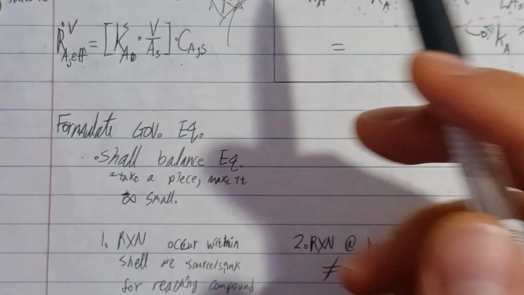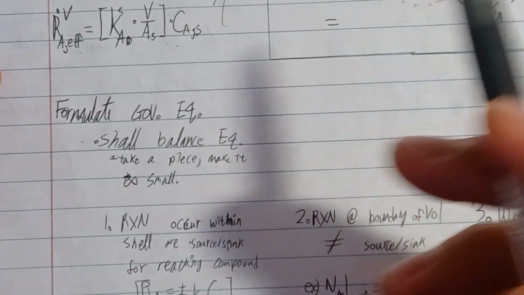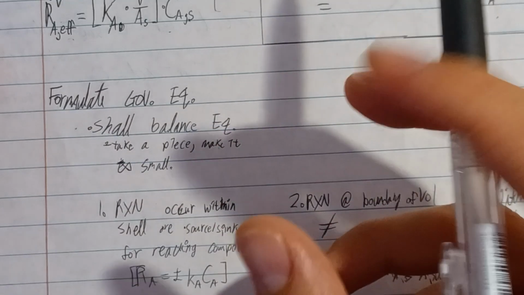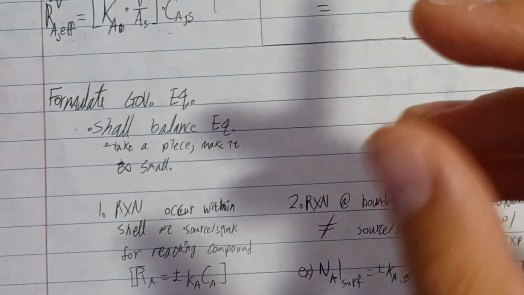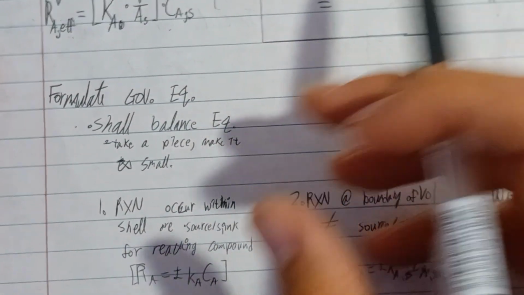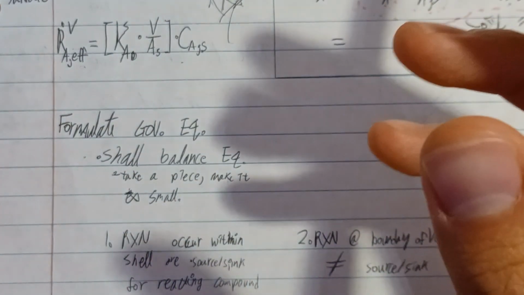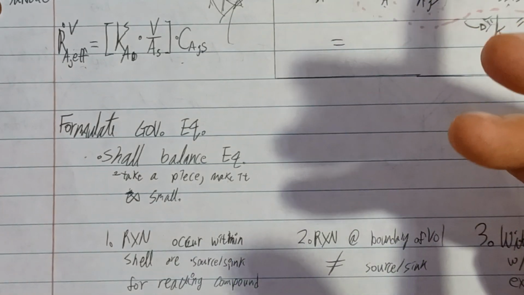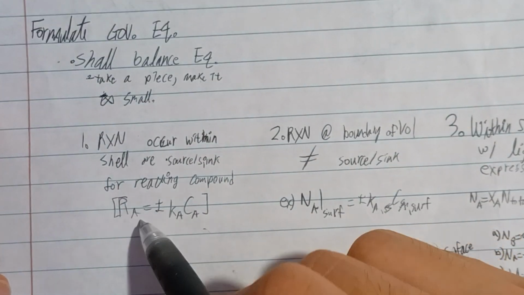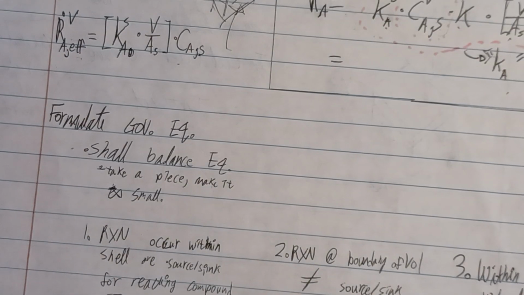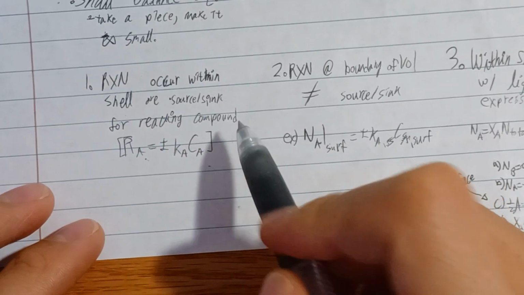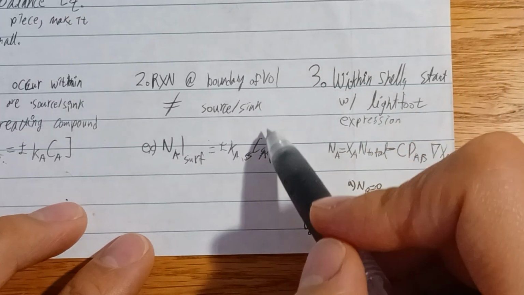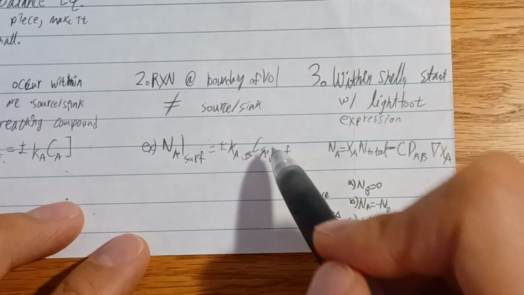And now formulating the governing equation. The shell balance equation is an approach of taking a tiny little piece, calculating it for that piece, and then making that piece infinitesimally small to rather accurately evaluate the entire system. First, we have to assume that the reaction occurs within the shell, which is a source and sink for the reacting compound. The reaction at the boundary or volume is not a source and sink of the compound.